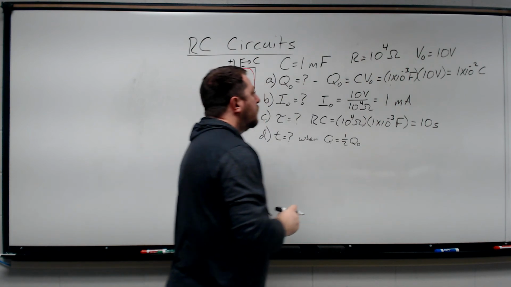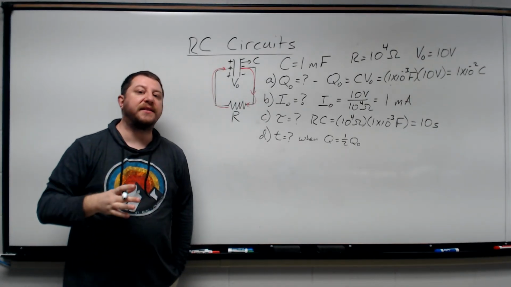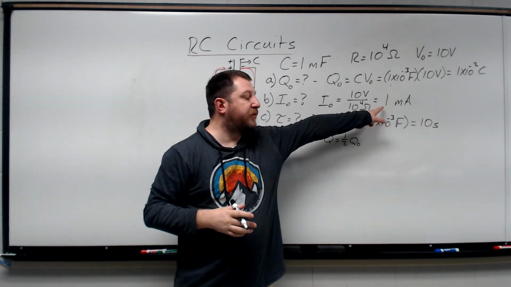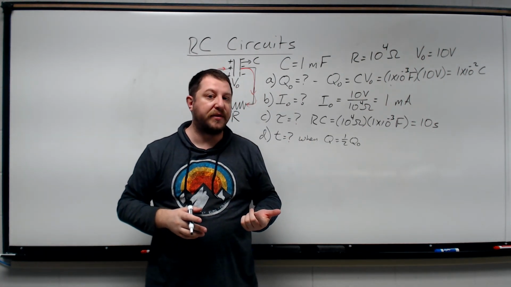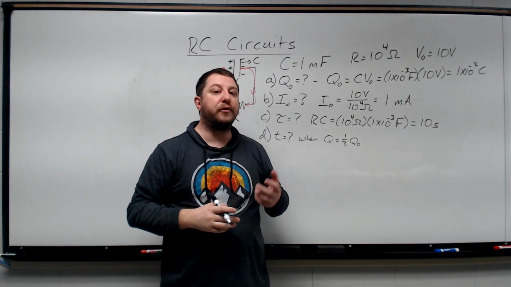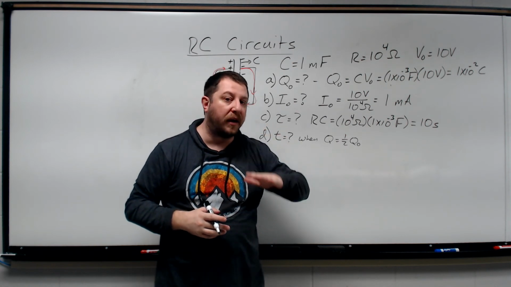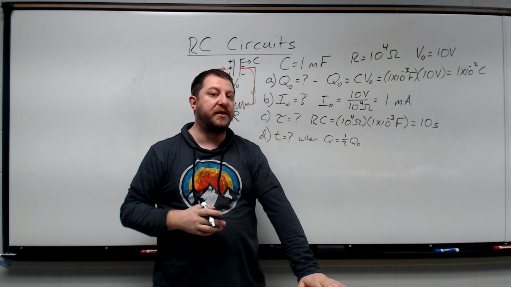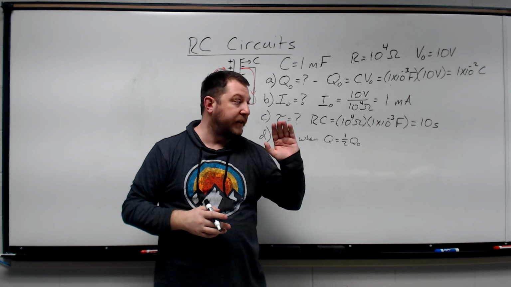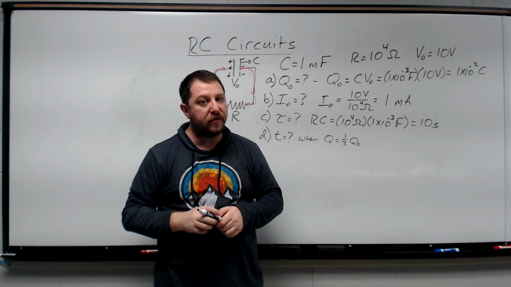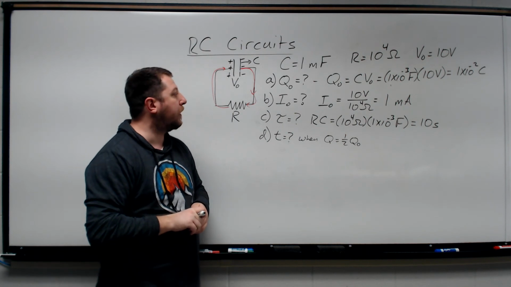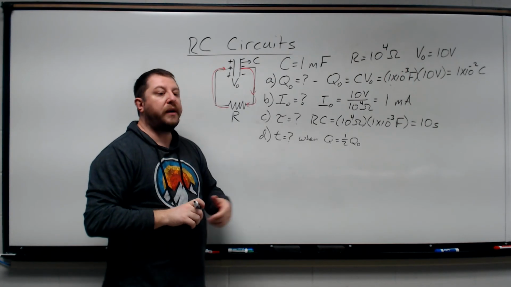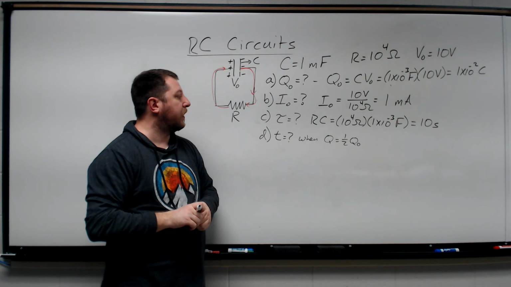Okay? So what that means is after 10 seconds, I will have dropped from 1 milliamp to 0.368 milliamps. After 20 seconds, I would then drop another 63.2% from that. After 30 seconds, it would drop another 63.2% from that, okay? Now, the real interesting thing happens right here.